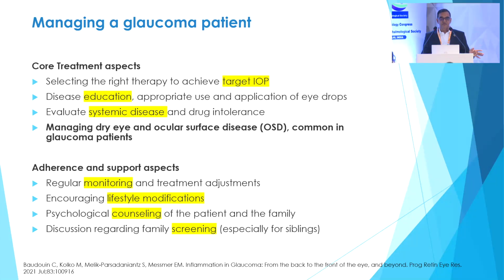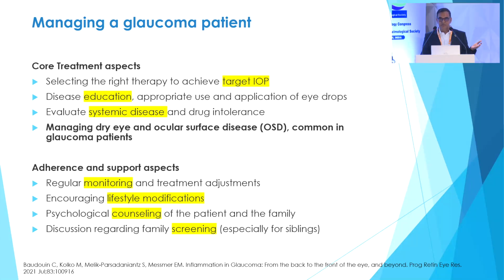Regarding adherence and support, we really need to monitor whether patients are following what has been told to them regarding the number of bottles and the number of times they have to use them, and whether they come back for regular follow-up. Encourage lifestyle modifications which would assist them in better health and better management of their disease. Counsel the patient and the family regarding the disease, the need for drops and the follow-up. And the most important thing is family screening.